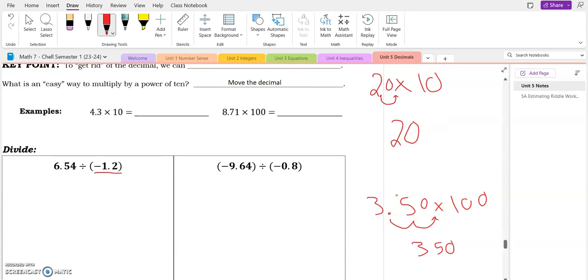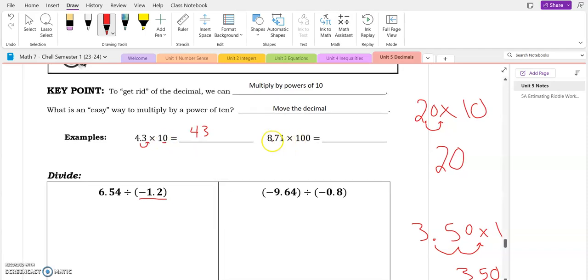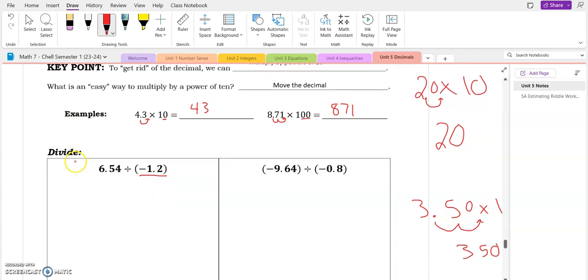So multiplying by a power of 10 really just shifts the decimal over. So 4.3 times 10 is just 43. Move the decimal 1 time because there's 1 zero here. 8.71 times 100, well, there's 2 zeros, so that means we move the decimal 2 times, which is 871. So the reason why that matters is that we are not going to divide by a decimal. We're going to multiply by a power of 10 to shift the decimal over, and then we can divide by an integer, which is going to make our lives a lot easier.